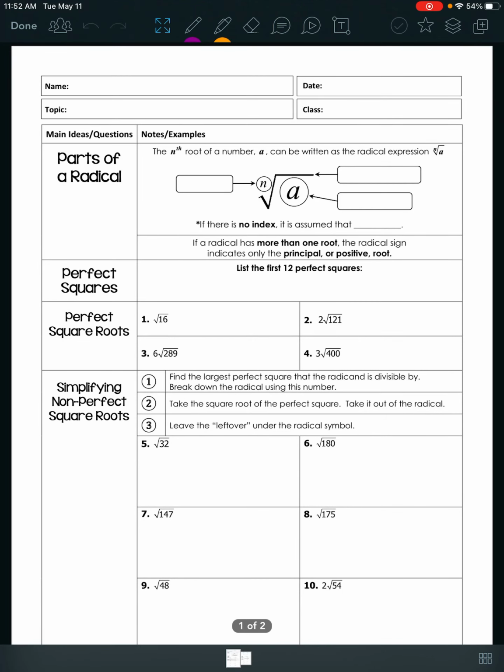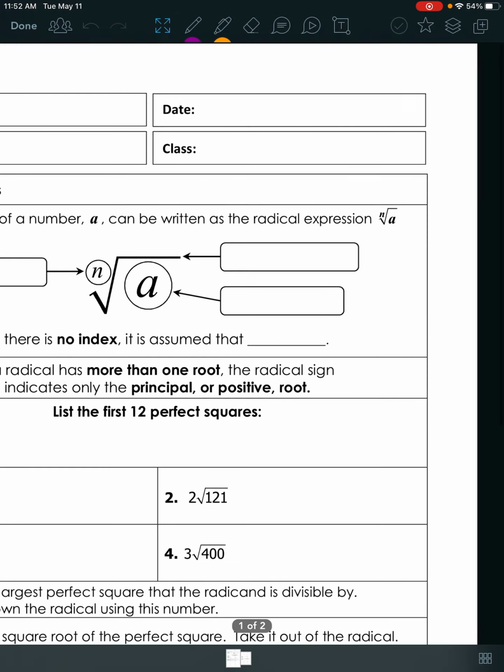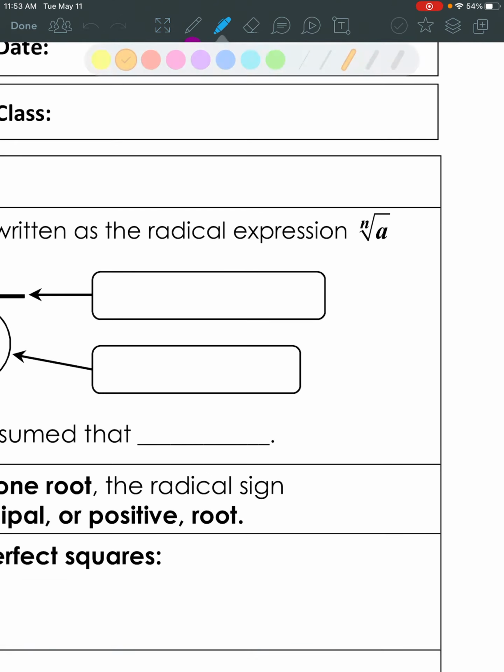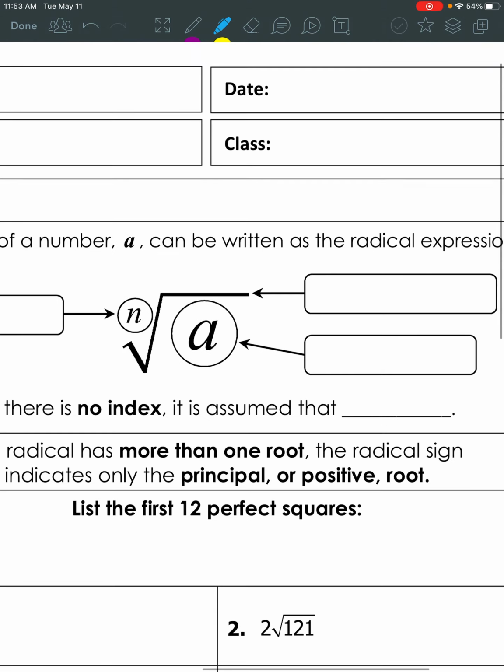Mrs. Morgan with today's lesson over simplifying radicals. So first of all, when we use that term radicals, what are we talking about, and what are the parts to a radical expression? So here we have a big radical. Sometimes we see a little tiny index number here, that n, in between that little radical sign. Sometimes we don't, and we're going to talk about what that n represents.